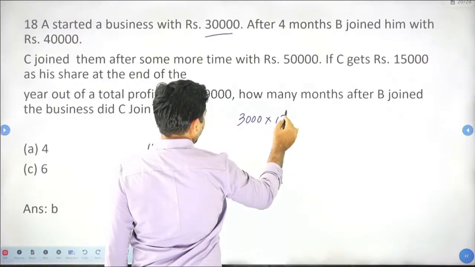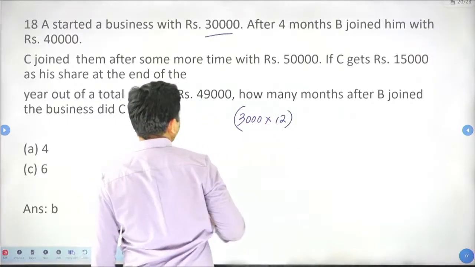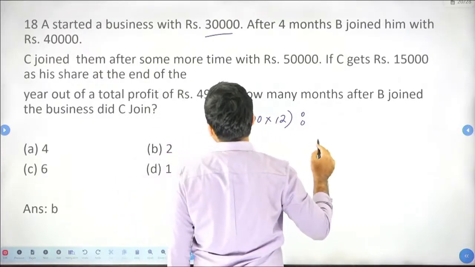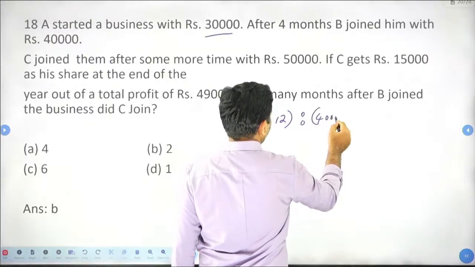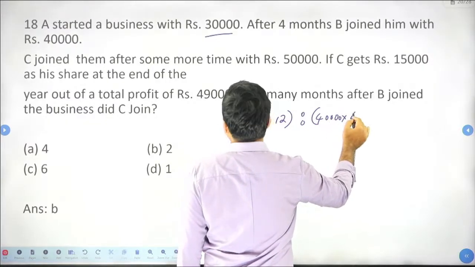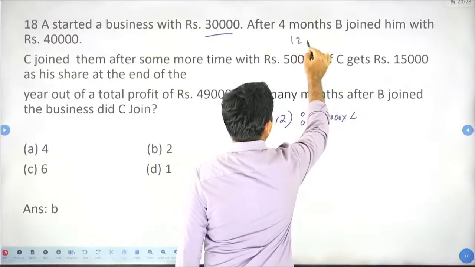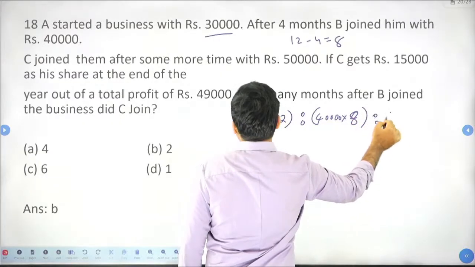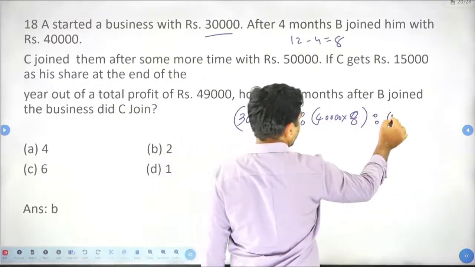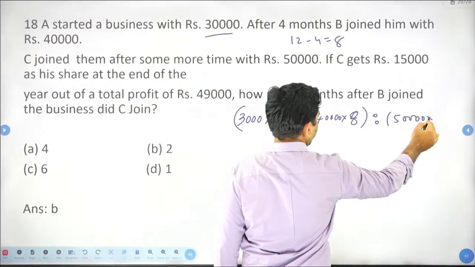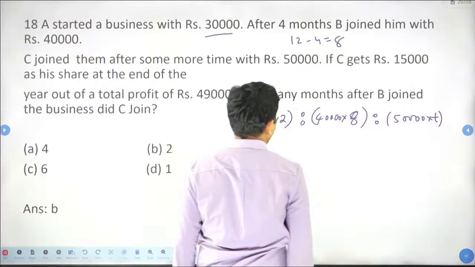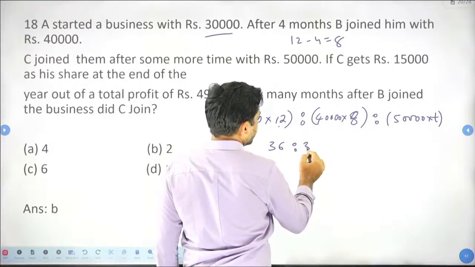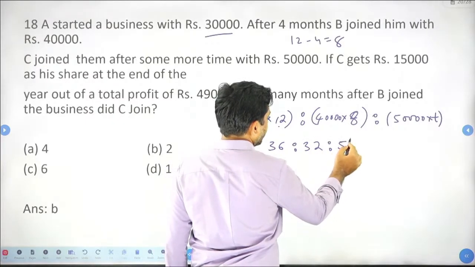30,000 into 12 months. So time is 1 year. Investment into time, this is for A. For B it is 40,000 into 4. After 4 months he joined, so 12 minus 4, he stayed in the business for 8 months. Next, C came with 50,000, but we don't know what is time. 12 3s are 36, 8 4s are 32, 5 into T, 5T.